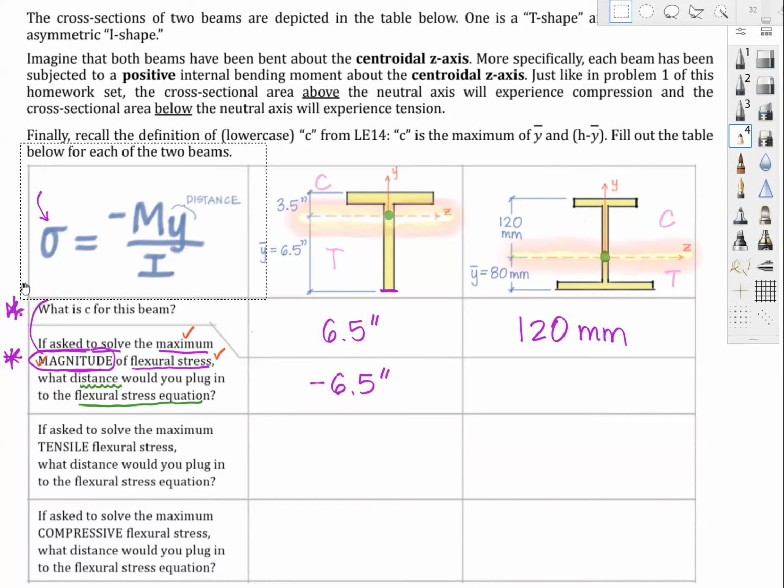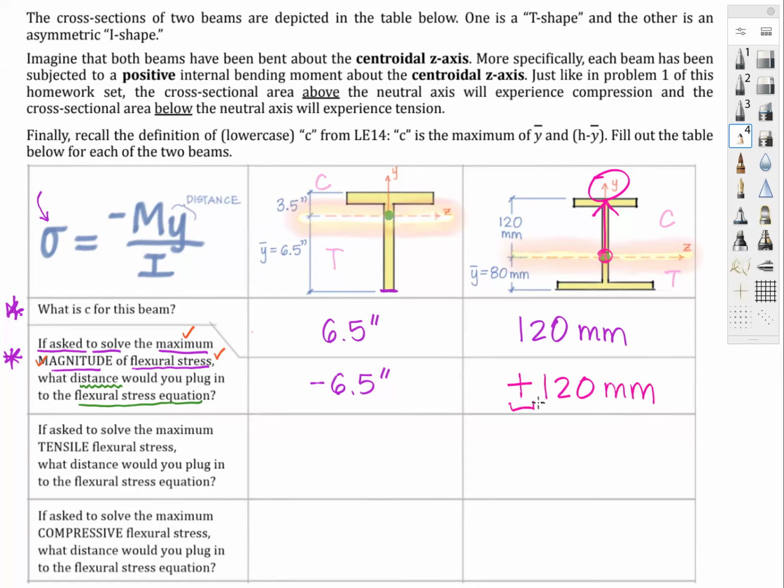All right, let's do the same thing for the T-shape. Okay, so we know that our worst case flexural stress lives at 120 millimeters away from the axis of bending. So I start at my centroid, I go up to the top fiber. That's in the positive y direction. That's why this answer is going to be plus 120 millimeters. Of course you don't have to write the plus, it's assumed to be there if it's not written. But in order to be extra clear in this solution, I'll go ahead and leave the plus in.